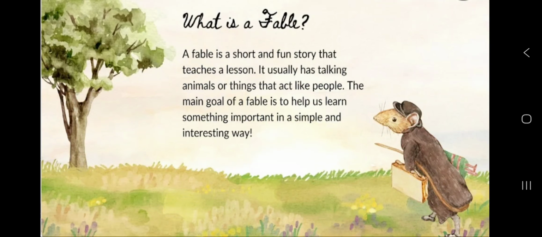What is a fable? A fable is a short and fun story that teaches a lesson. It usually has talking animals or things that act like people. The main goal of a fable is to help us learn something important in a simple and interesting way. So, fables you'll find mostly in children's stories, as well as in your English textbook, where they are short and fun stories and they usually have a moral, and it tries to teach you important things, good values in a very fun way.